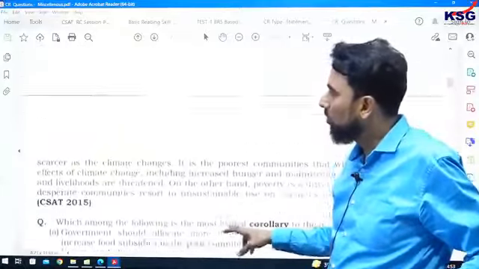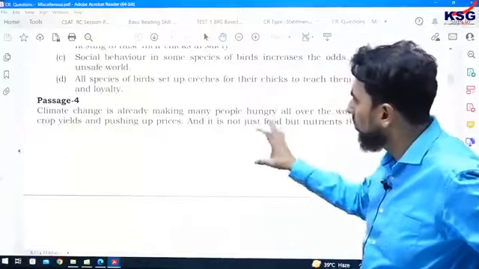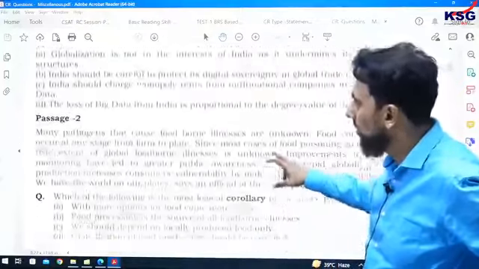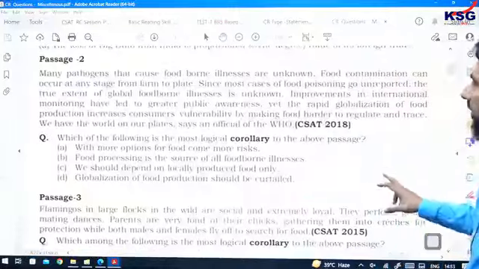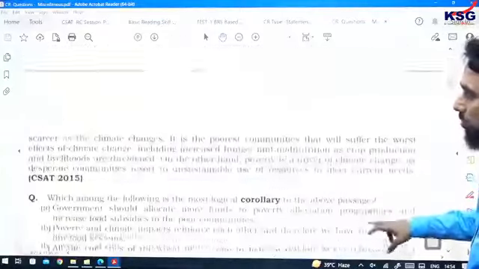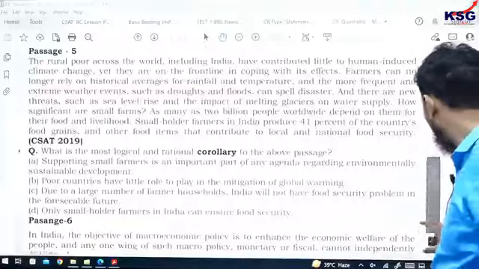then the fourth one, asked in 2015, no, it's in 2018 or some year. Then here is the 2015 question, passage 3, then passage 2 asked in 18, passage 1 asked in 2019. So this way you see almost every year there is a question of corollary. So passage number 5 is on your screen, 5 questions you are going to solve.